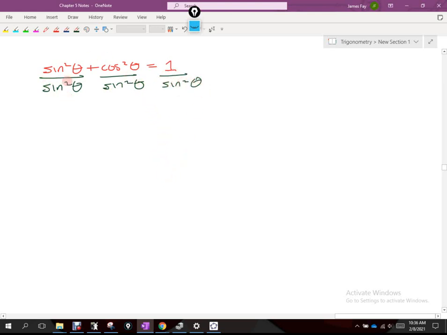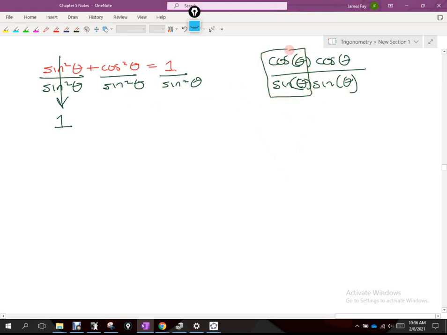Okay. What is something divided by itself? 1. So that's going to go down to 1. Okay. Now, this next one, I just want to make sure we understand this. Cosine squared means cosine theta times cosine theta, right? Sine squared means sine theta times sine theta, right? Cosine divided by sine right there. What is cosine divided by sine? Careful. It's cotangent. So that's cotangent there.